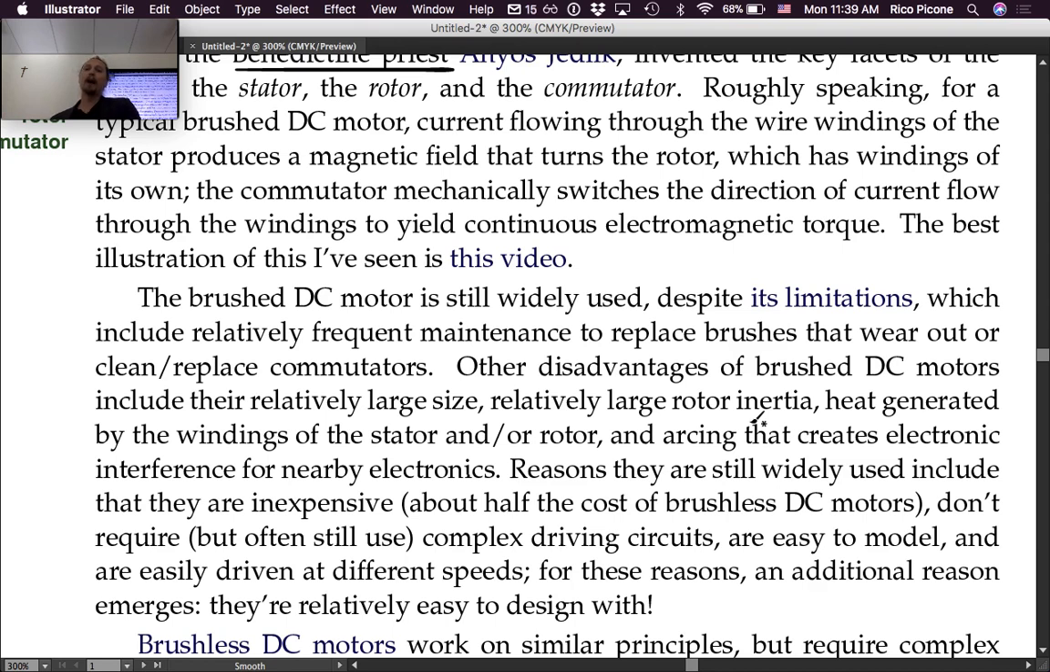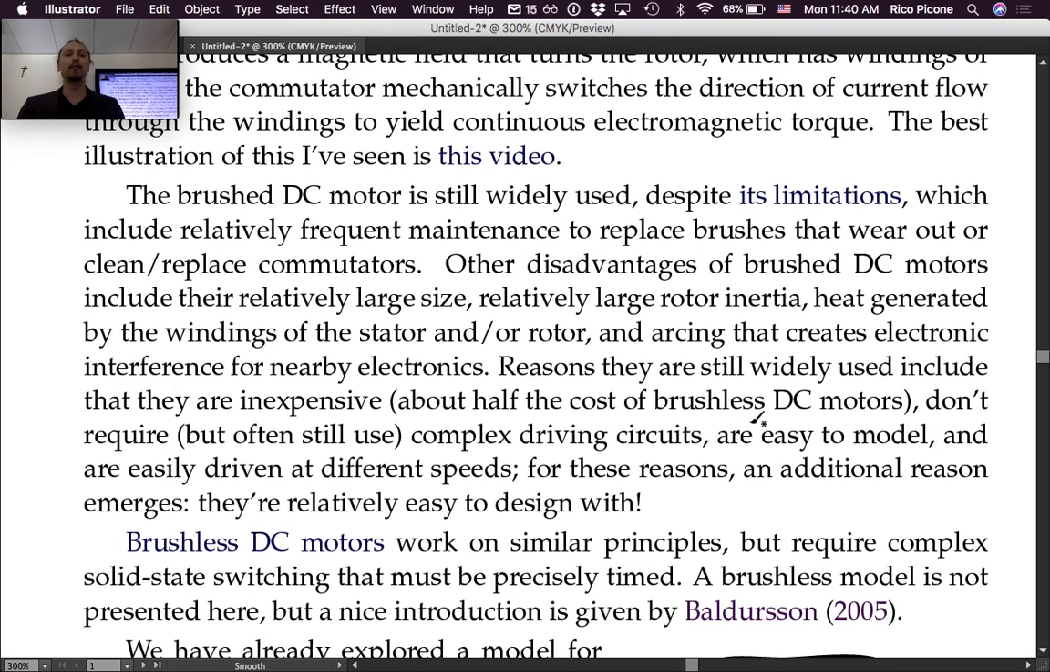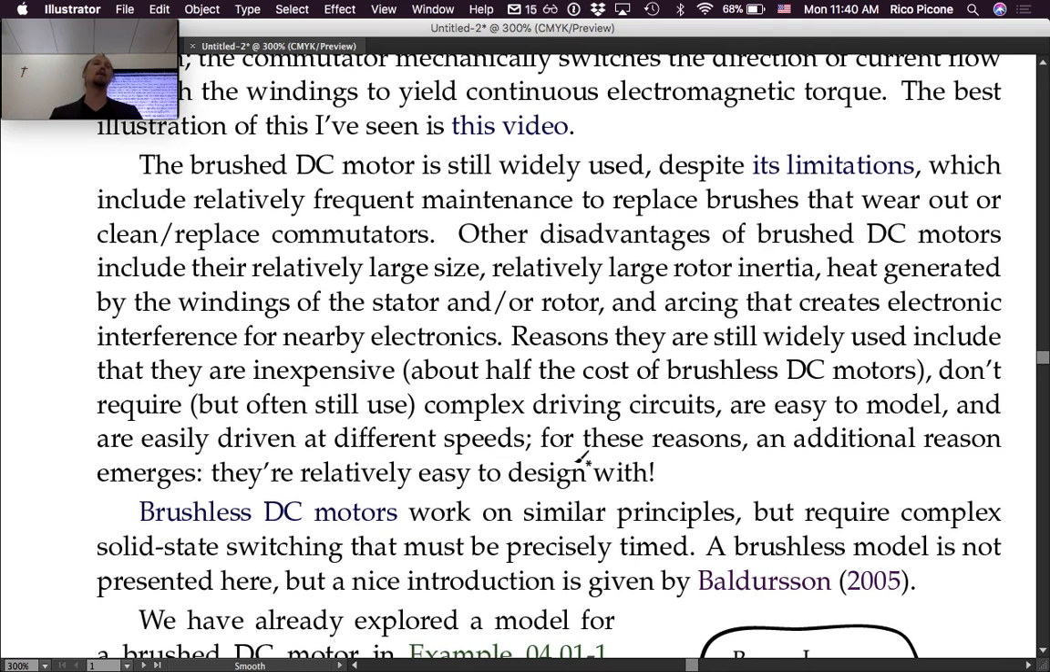The reasons they're still widely used include that they're relatively inexpensive, so about half the cost of brushless DC motors, don't require but often still use complex driving circuits. They're easy to model and are easily driven at different speeds. For these reasons, an additional reason emerges, they're relatively easy to design with. So they're still very, very widely used. I think that people thought that once the brushless DC motor came online that we would all be moving over to that, but it turns out that there are some distinct advantages to sticking with the brushed DC motor that were just listed.